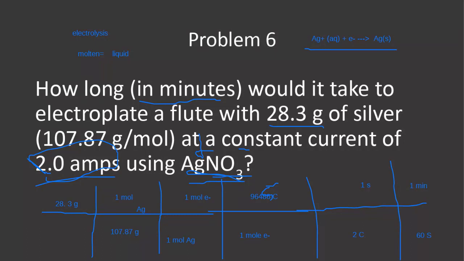And if you look, everything else should cancel. So we got moles of Ag, the grams of silver, the moles of electrons, the coulombs, the seconds. So the only unit we have left is the minutes. So we did everything correct, and we end up getting 211 minutes. Any questions about this one?